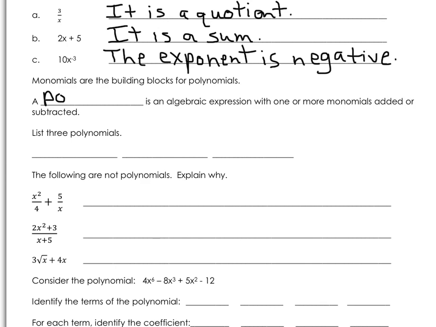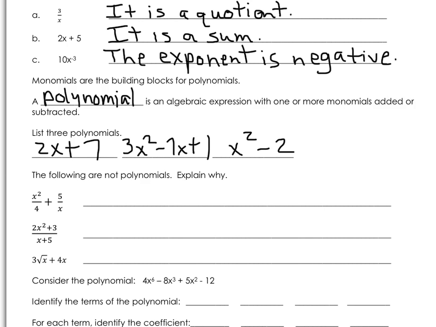A polynomial is an algebraic expression with one or more monomials added or subtracted. List 3 polynomials. 2x plus 7. That's a polynomial. It's a sum of 2x, one monomial, and 7, which is also a monomial. 3x squared minus 7x plus 1. That is a polynomial. x squared minus 2. That is a polynomial.